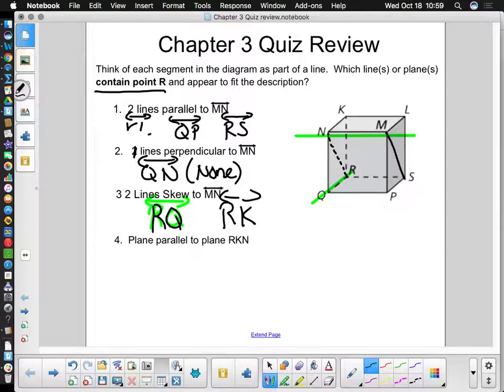Now, how about a plane parallel to RKN? It doesn't have to contain point R, obviously, because it can't be parallel. But give me one anyway. Give me a parallel plane to RKN. SPL. SPL, yeah.